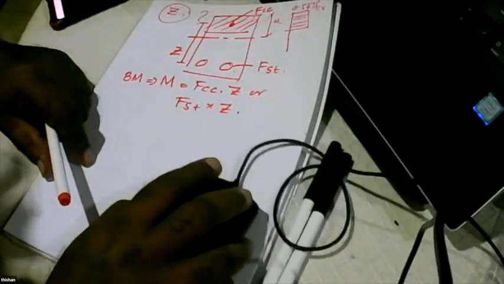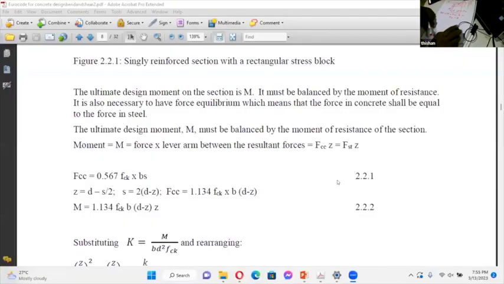So now I'll share the screen again. And here you can see Fcc is equal to 0.567 fck multiplied by the breadth of the section multiplied by s, and then Z is equal to d minus s by 2, and s is equal to twice d minus Z.